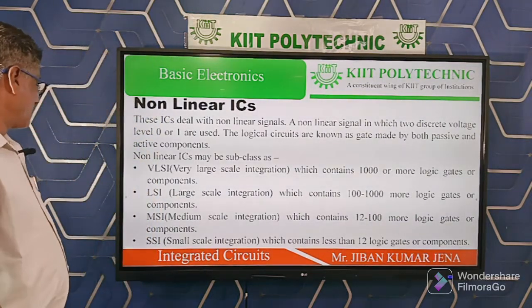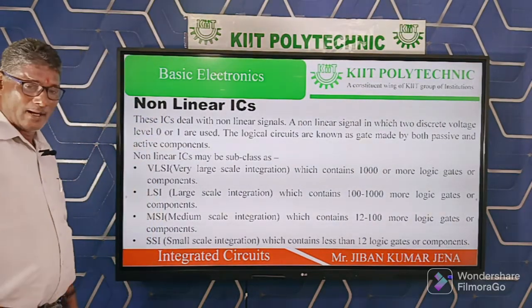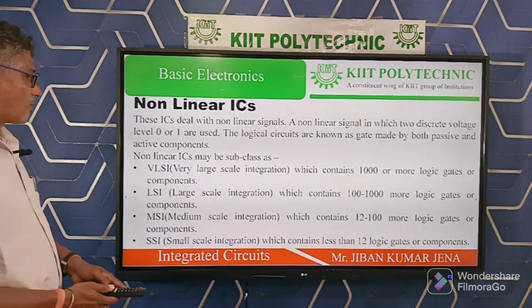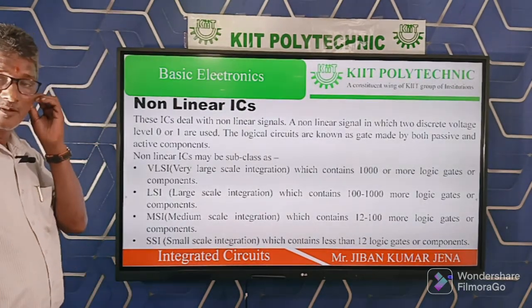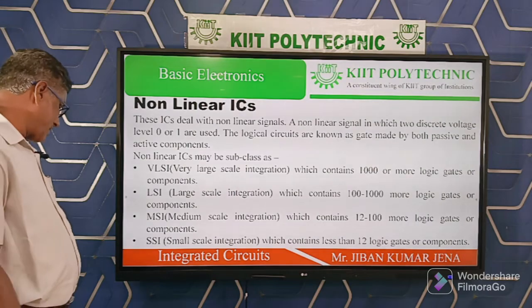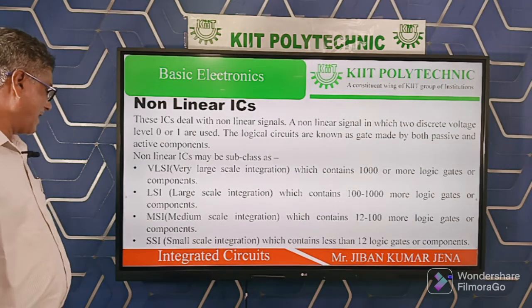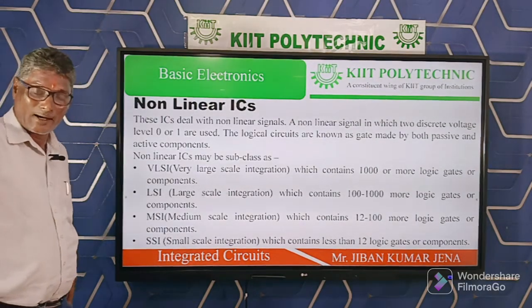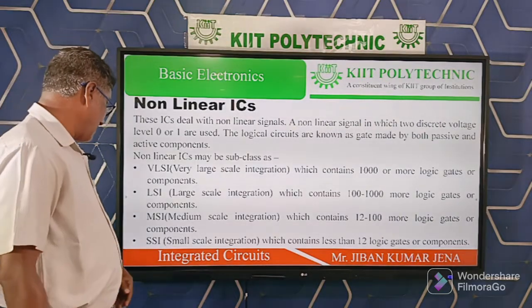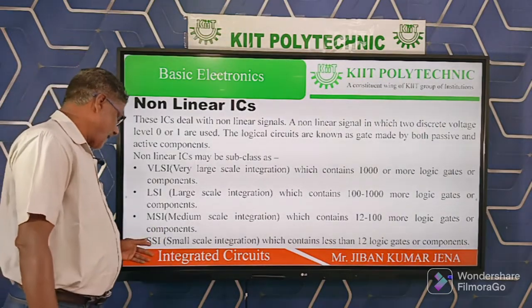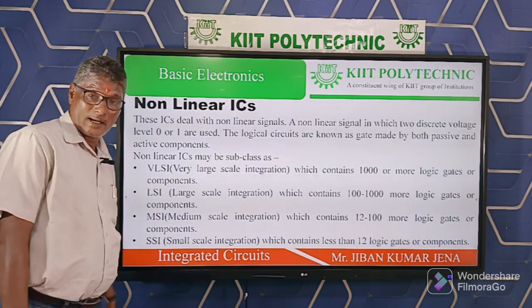Next point. Let's see how many types of non-linear ICs there are. So basically, non-linear ICs are of four types. One is VLSI, second one is LSI, third one is MSI, and last one is SSI.